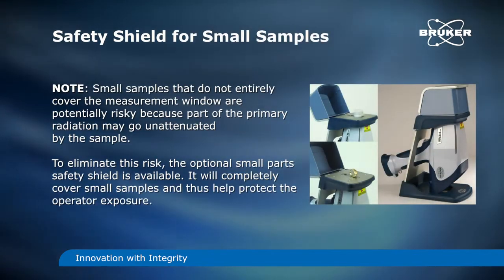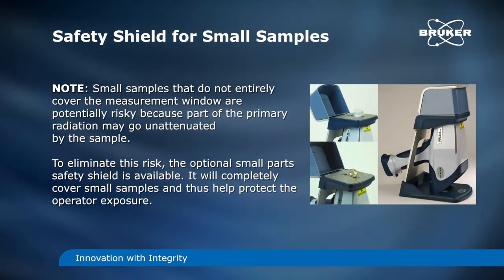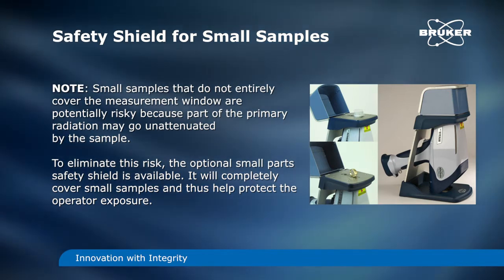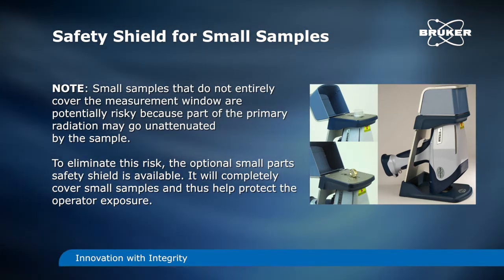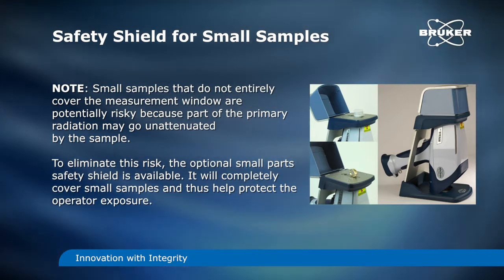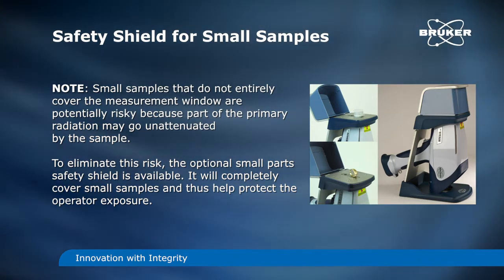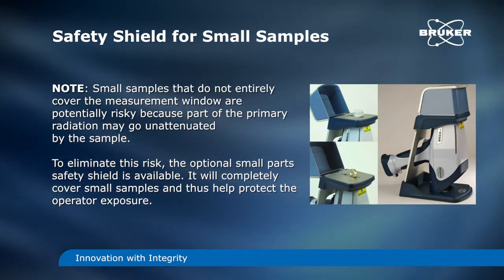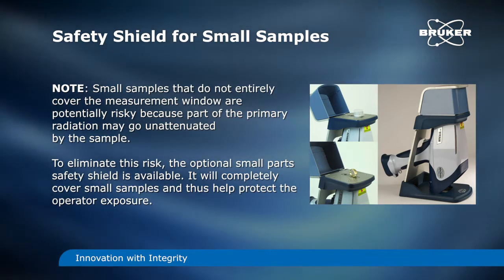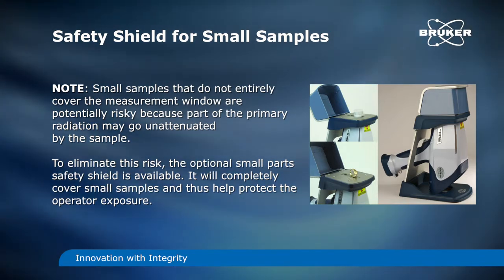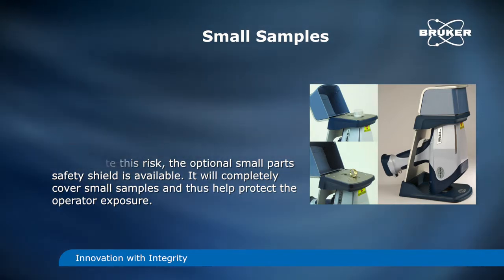In order to compensate for small samples which do not completely cover the measurement aperture, thin samples, and liquid or powder samples, an optional small sample cover is provided which will satisfy the infrared safety interlock and shield the user from primary beam radiation coming from the analyzer. It is recommended that the cover be used whenever the sample geometry allows its use.